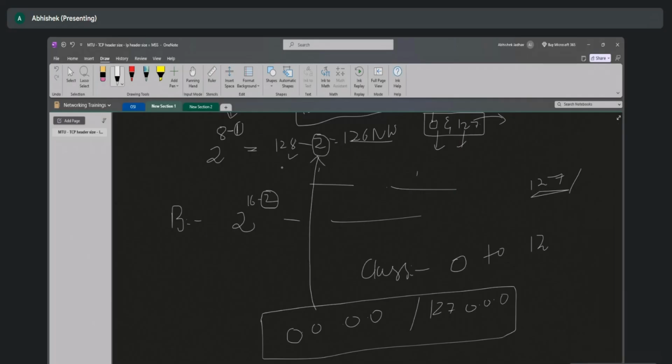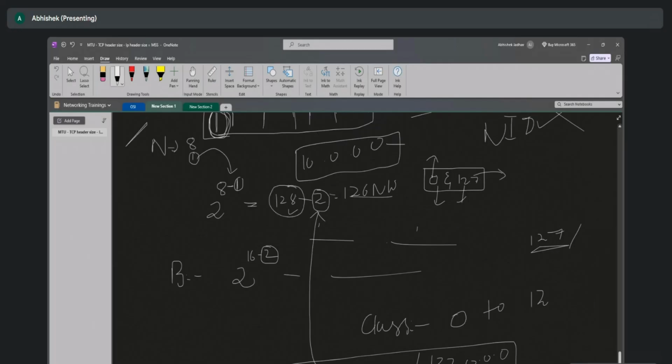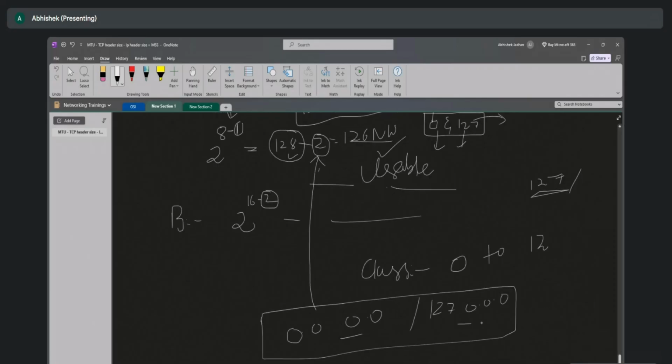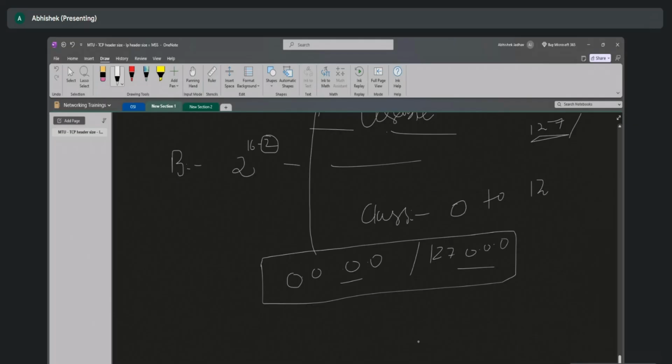So simply what we are doing is we are removing from our whole network IPs, whatever we are getting, these two IPs. That's it. And that is how we are getting 126 network IPs which are actually usable. Understood? Any further queries?